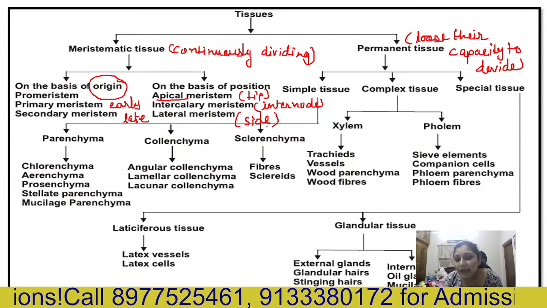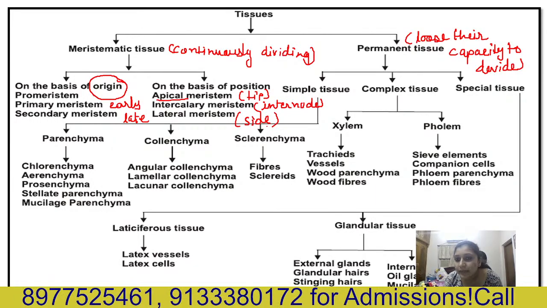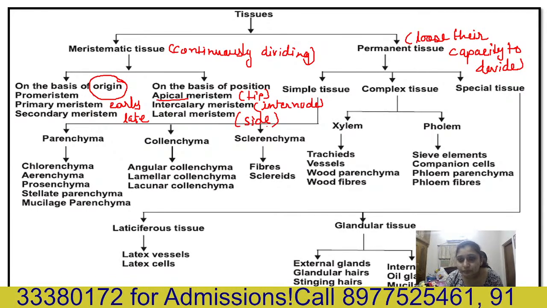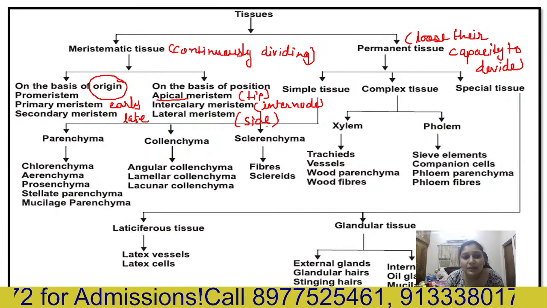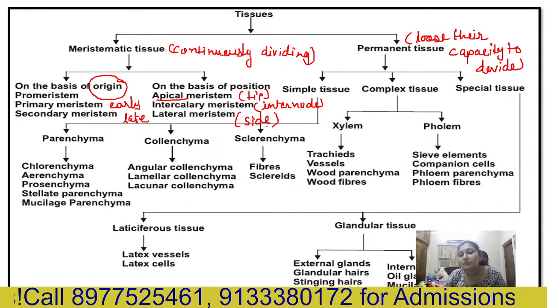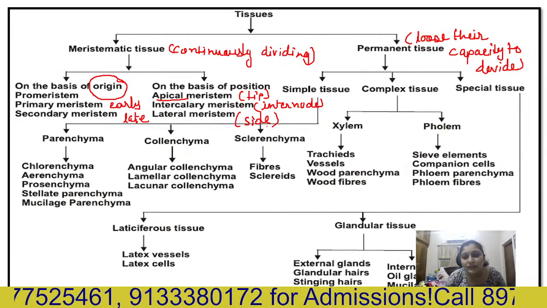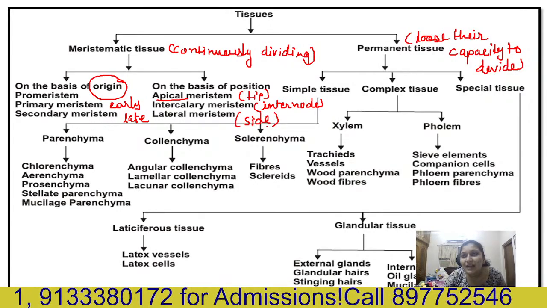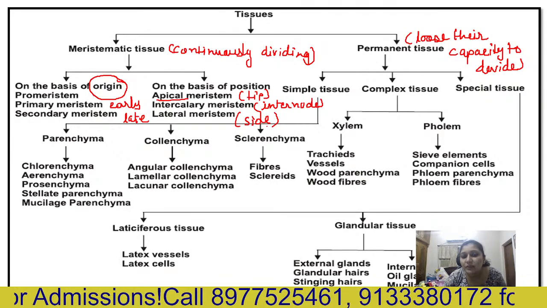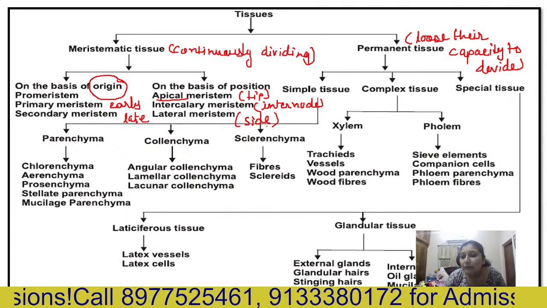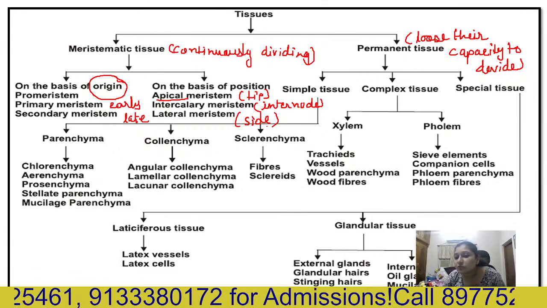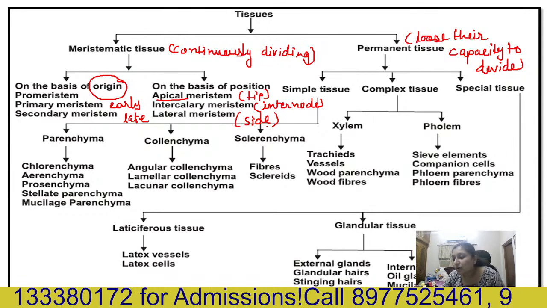Then permanent tissue is divided into simple tissue and complex tissue mainly. We will not discuss the special tissue today. Simply, I'll give you one example. If all the cells are of the same kind, same size, same structure, and similar cells function together to form a tissue, that is simple tissue. But if the cells have different structures, different types, different names, and work together for the same function, it is called complex tissue.